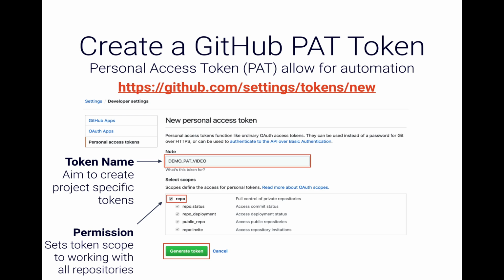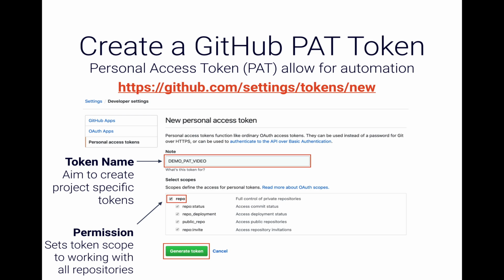This PAT token, again, is a personal access token, and it allows us to work with GitHub through the command line, or in this case, just to automate as many different work options as we possibly can.